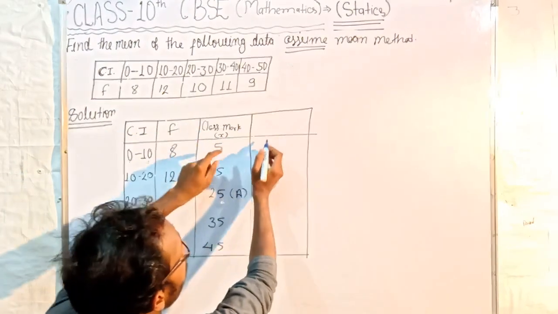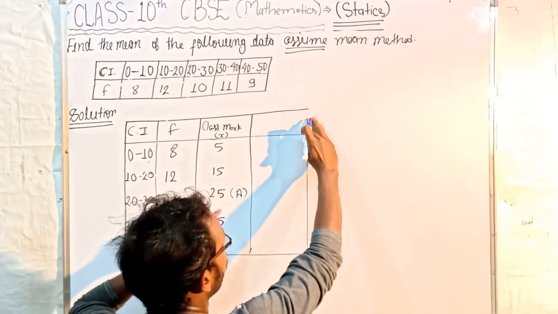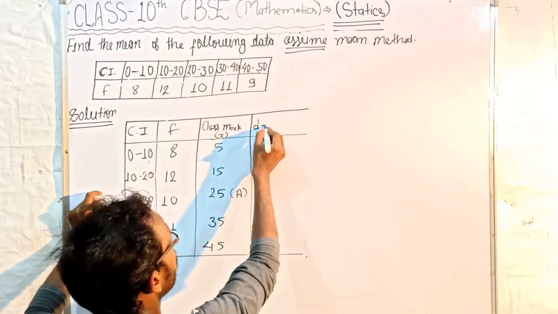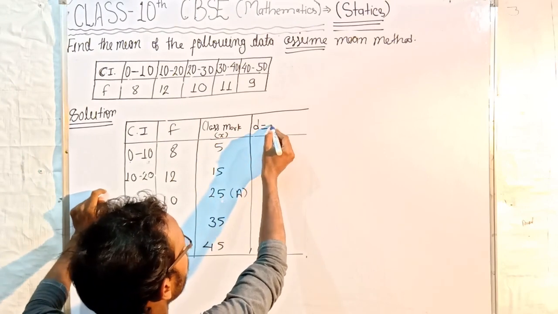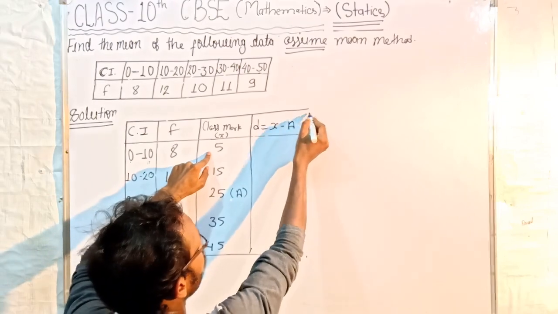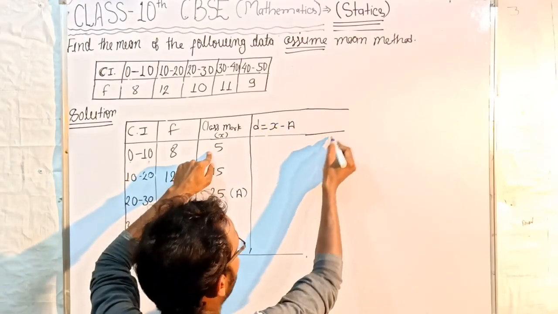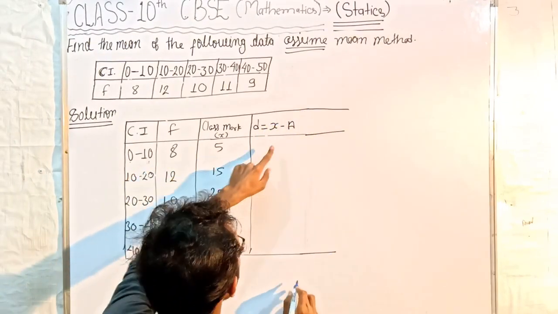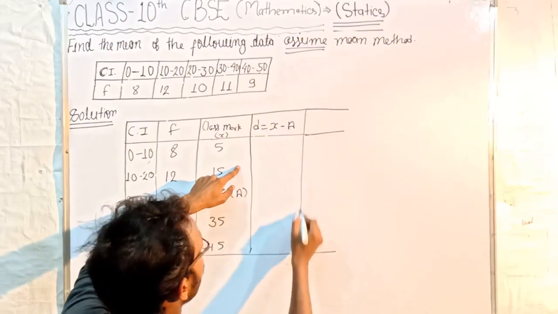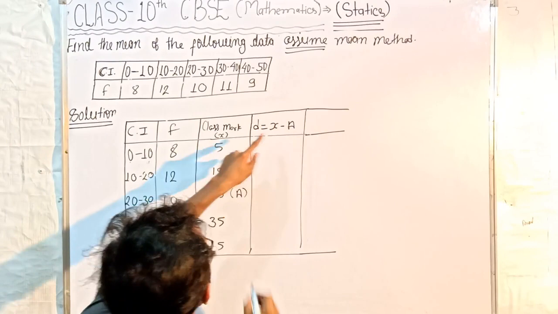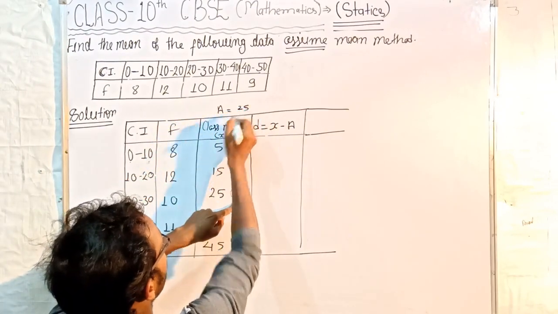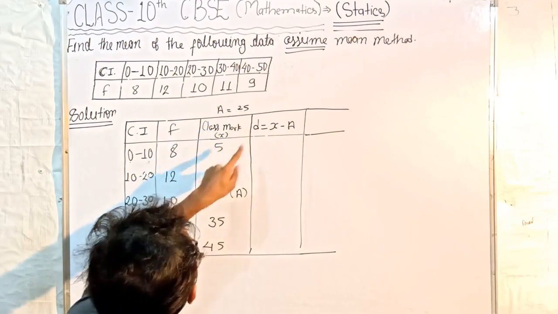Now I will extend the chart by one more column, which is called deviation. Deviation is equal to class mark minus assumed mean. You will have to subtract the assumed mean from the class mark. Our assumed mean that we have taken here is 25. You will have to subtract this 25 from each class mark.